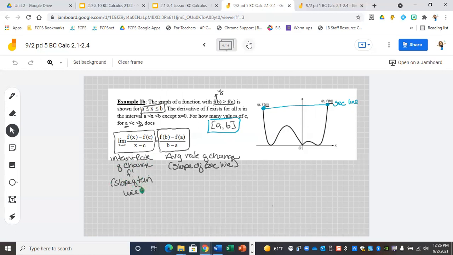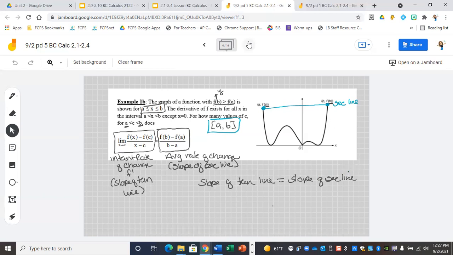So in essence, what this question is asking is how many times will the slope of your tangent line be equal to the slope of the secant line? Another way they could have asked this is how many times in this interval will your instantaneous rate of change be equal to your average rate of change? So a couple of different twists they can put on problems involving rate of change.